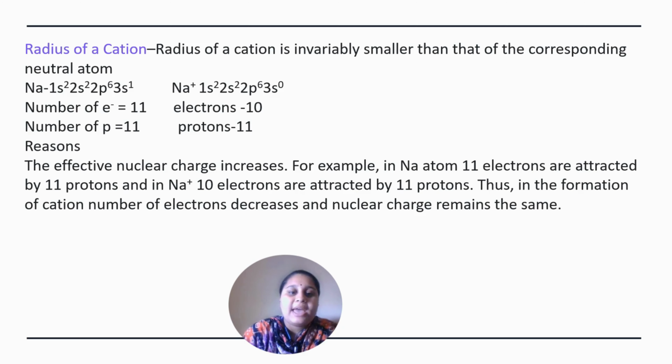The reason is the effective nuclear charge increases. For example, in the sodium atom, 11 electrons are attracted by the 11 protons. In sodium plus, 10 electrons are attracted by 11 protons. Thus, in the formation of a cation, the number of electrons decreases and the nuclear charge remains the same.